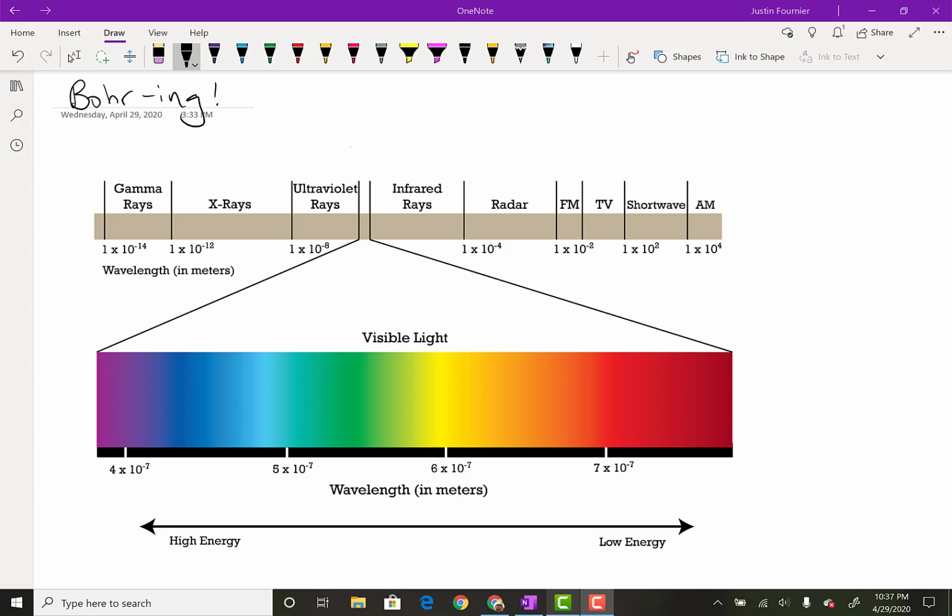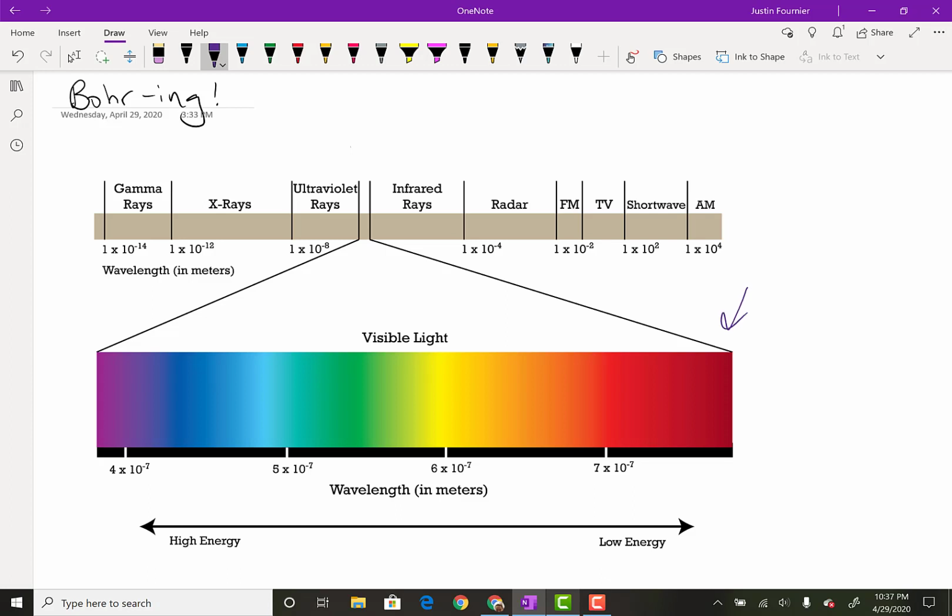So, what we have here is a diagram of the electromagnetic spectrum. A little bit different from what I've been showing you guys. We got the lower end of the spectrum, or low energy, over there on the right, and then the higher end of the spectrum over here on the left. But it's all the same thing.